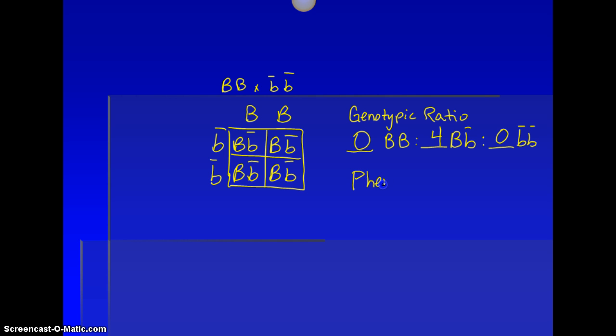And then phenotypic ratio is what they look like. So in this case, we're going to look at how many are black coat color and how many are brown coat color. And in this case, we have 4 showing the black coat color and 0 the brown.